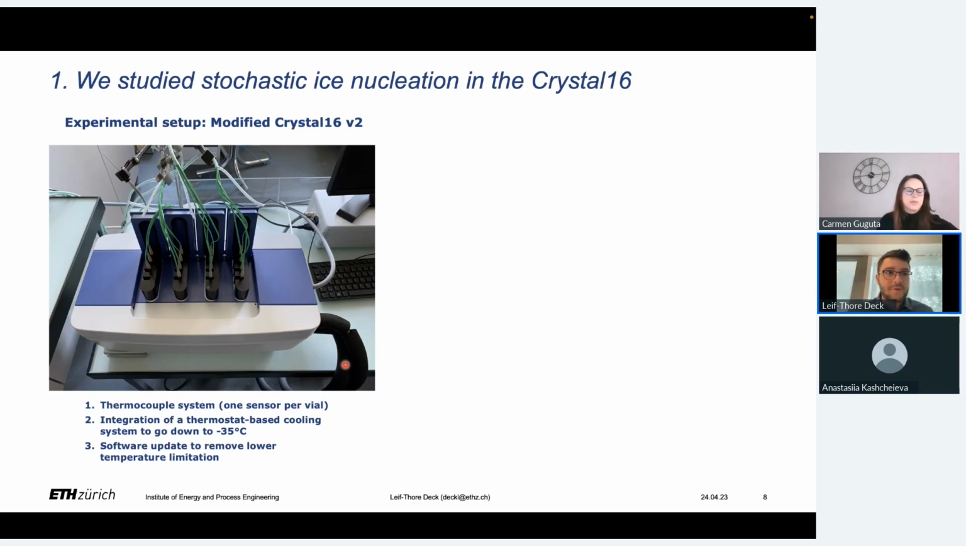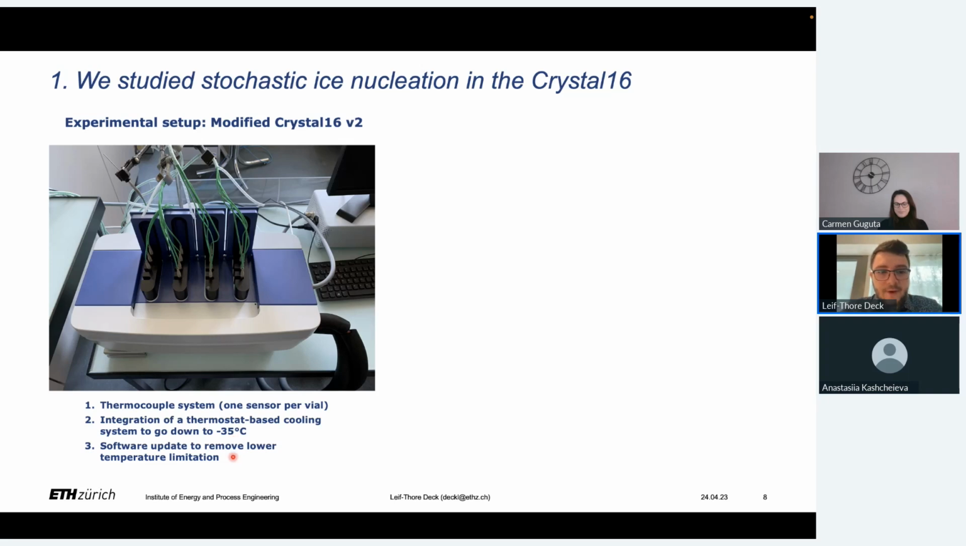Because what we really have to do is go down to temperatures of minus 35 degrees, and we need enough cooling capacity to remove the latent heat of freezing. So for this, we need to connect the Crystal16 to a thermostat to have some additional external cooling. And I should also say, minus 35 degrees is now the temperature limit that we have, and this is significantly below the specifications of the device. We actually did not have any hardware problem with this. So this is something that now, with these modifications, works very well.